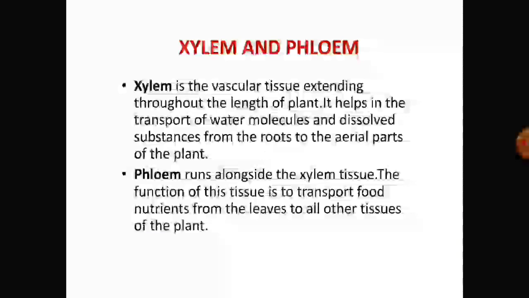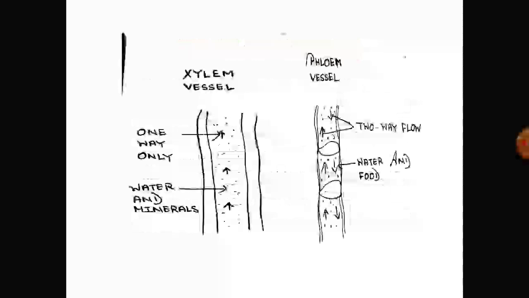So xylem is a vascular tissue extending throughout the length of the plant. It helps in the transport of water molecules and dissolved substances from the roots to aerial parts of the plant body. And phloem runs alongside the xylem tissue, and its function is to transport food nutrients from the leaves to all other tissues of the plant. So xylem transports only water, and phloem is a two-way flow, that is both water and food get transported.